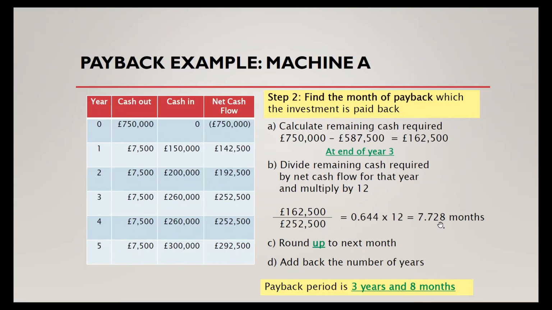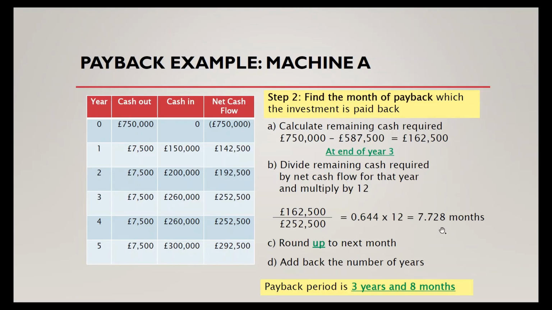What you can do in reality is take this 0.728 months and multiply by 30 to see exactly how many days we need to get back our initial investment.